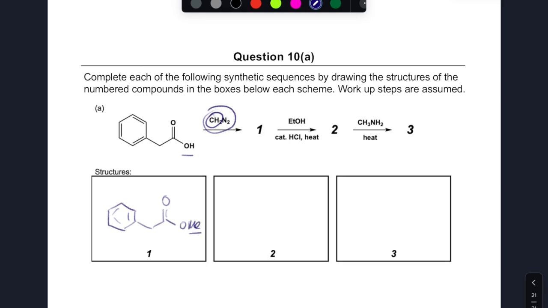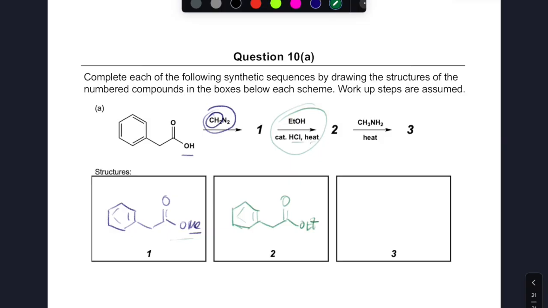Taking this ester and treating it with ethanol under acid and heat. Really, under acidic conditions like this, we're not making enolates. Instead, this is our acid-catalyzed transesterification. This is where we're swapping out the methyl group for the ethyl group.